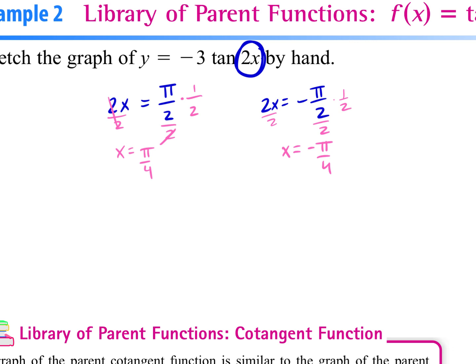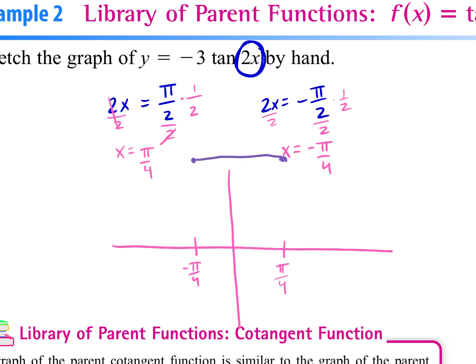So let's draw our asymptotes. I have negative pi over 4 and pi over 4. Now to figure out what our other two asymptotes are, I want to see what the distance between our main two asymptotes is. So what's the distance between negative pi over 4 and pi over 4? I'm going pi over 4 in this direction and pi over 4 in this direction. So in between, I have 2 pi over 4.